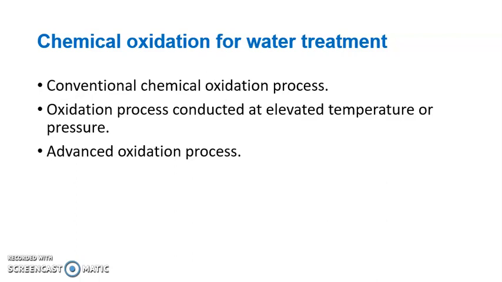So we have three different types of chemical oxidation. The conventional chemical oxidation that we discussed earlier, oxidation processes that should be conducted at elevated temperature or even elevated pressure. So we are not going to discuss that in this lecture, and advanced oxidation processes.